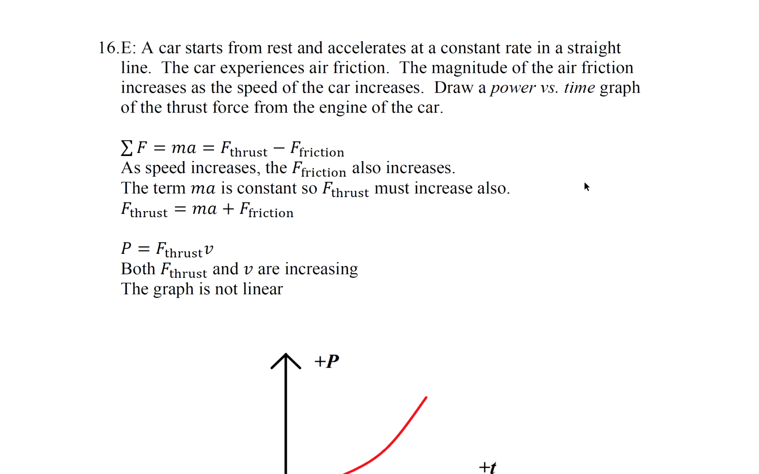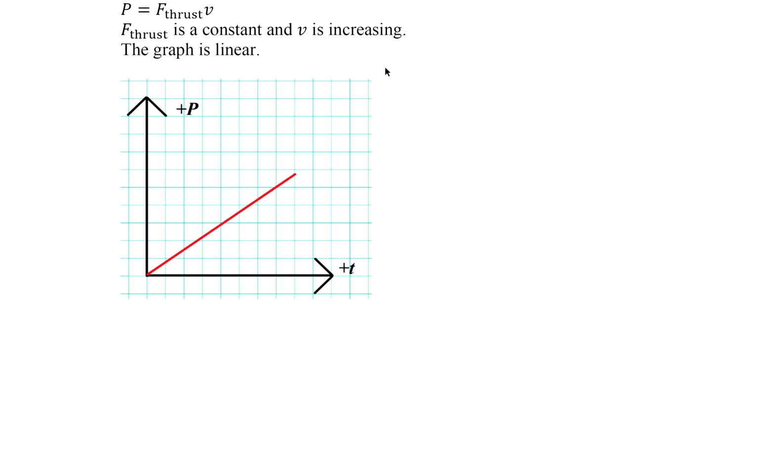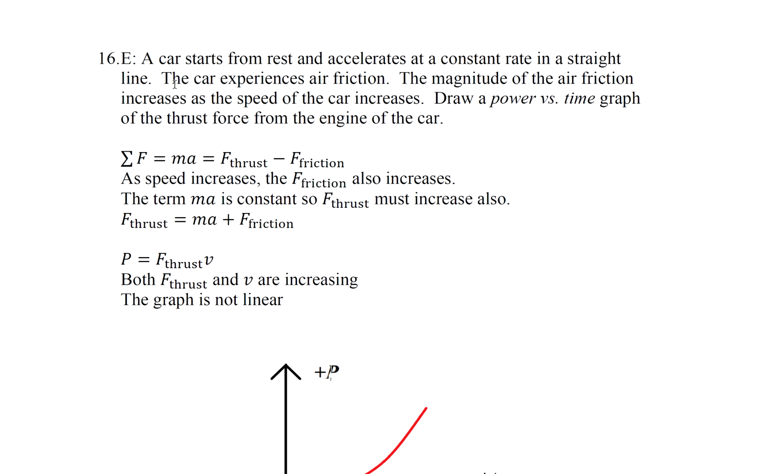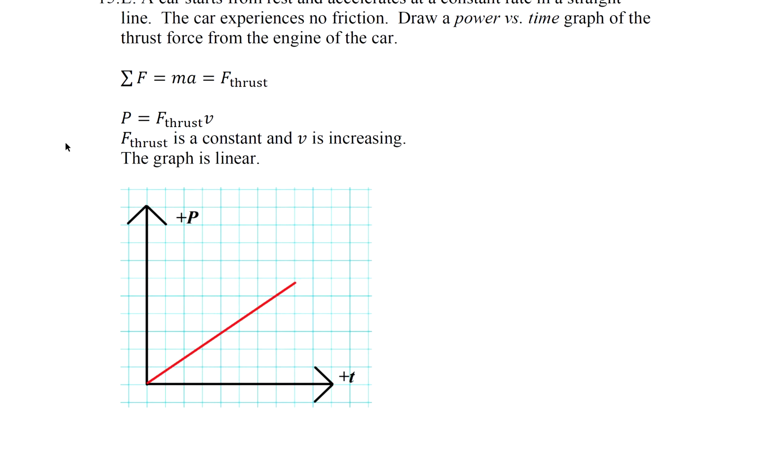Question 16. A car starts from rest and accelerates at a constant rate in a straight line. The car experiences air friction. So the difference between question 15 and 16 is question 15 experienced no friction. Question 16, the car experiences friction. The magnitude of the air friction increases as the speed of the car increases. Draw a power versus time graph of the thrust force from the engine of the car. So remember, 15, it looks like this.